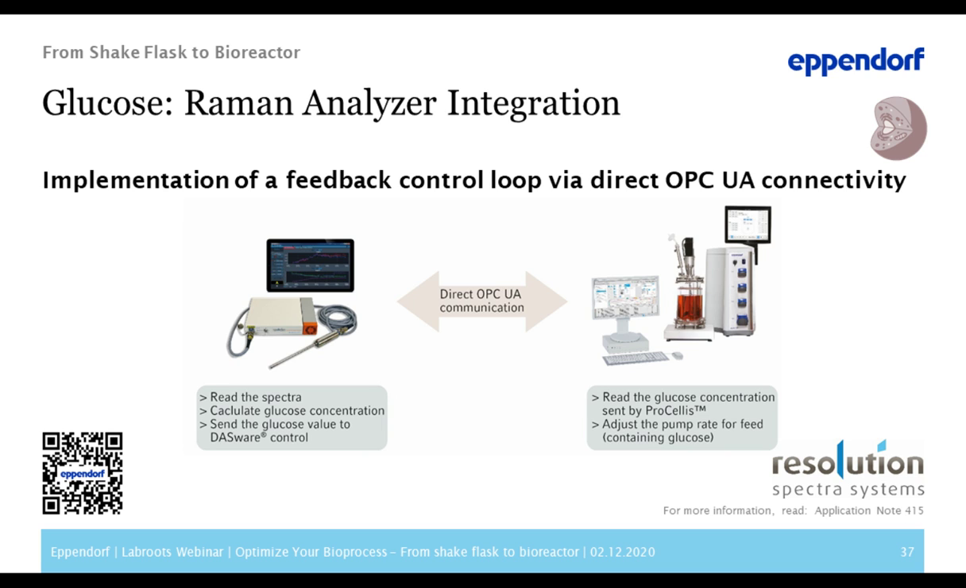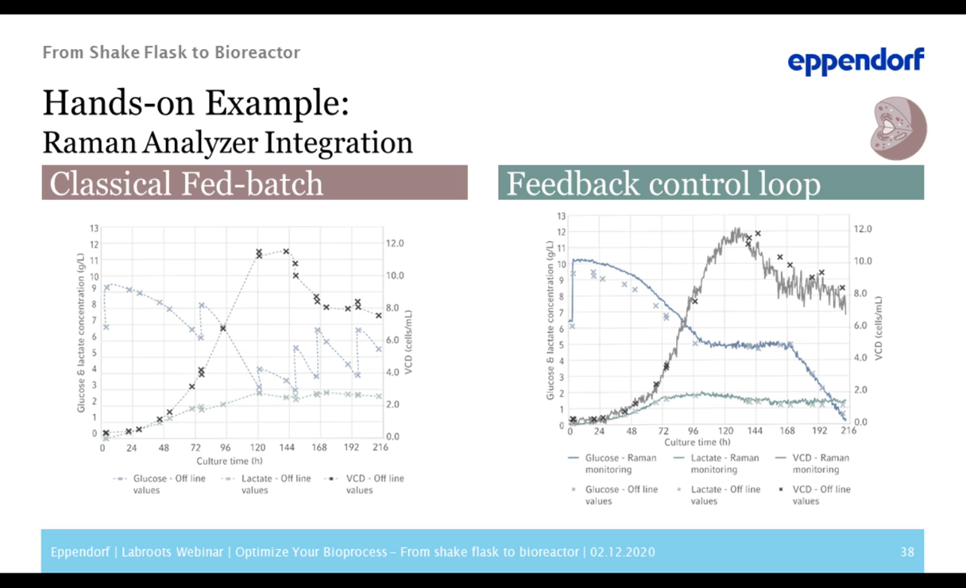Another possibility how you can use the software in combination with the sensors is the implementation of a feedback control loop via direct OPC UA connection. In this example, researchers from Resolution Spectra integrated their Raman analyzer to program a feedback control loop for glucose feeding, based on the real-time measured glucose concentration in the bioreactor itself. The analyzer communicates directly with the biocontroller and sends the glucose concentration that was read in real time in the bioreactor to the software, and the software then controls the feeding pump.